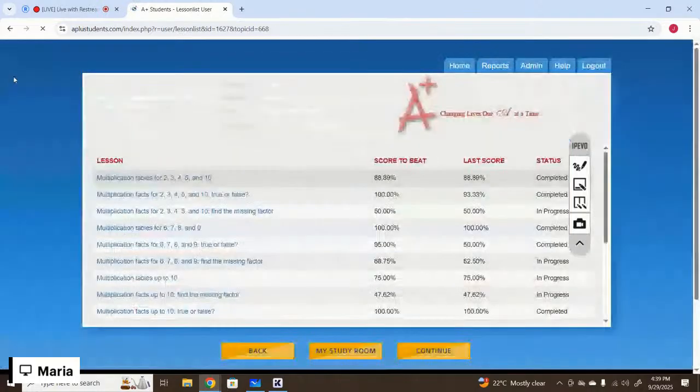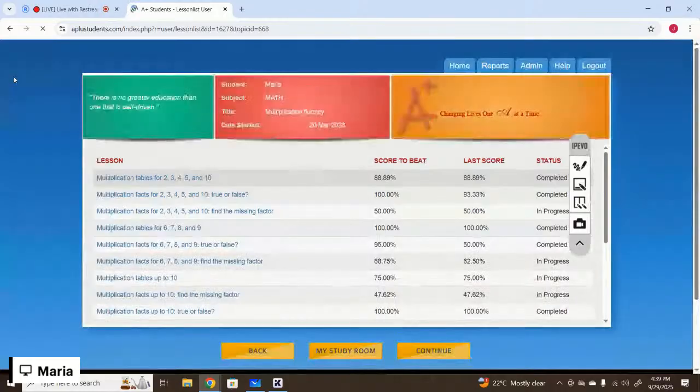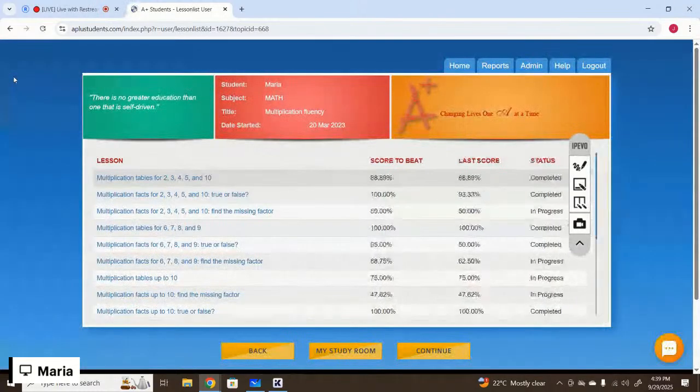Okay, you can complete the lesson by yourself later today. Let me just move on to next. So we were working on grade 3 math. Chapter we are working on is multiplication fluency.